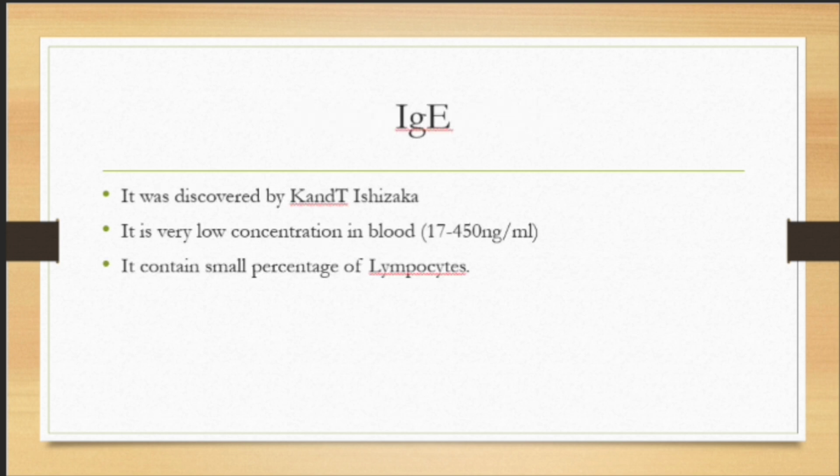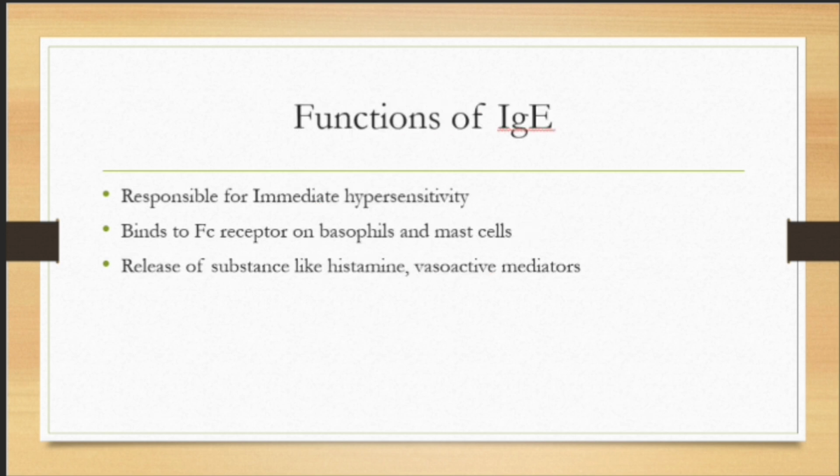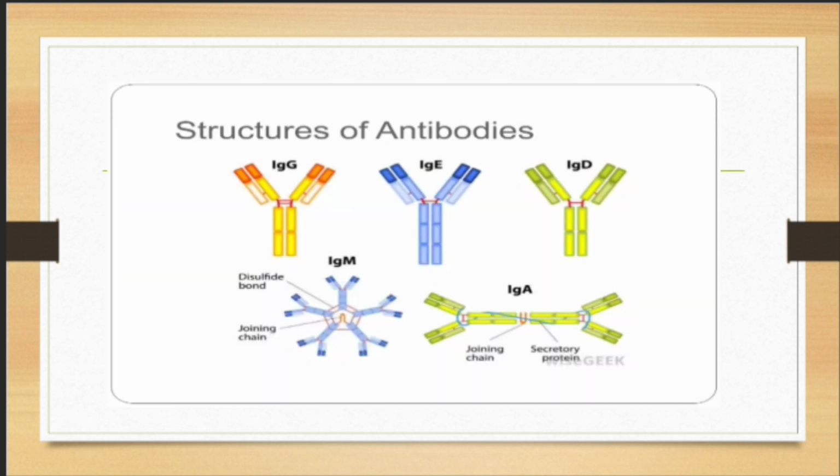Next one, immunoglobulin E. It was discovered by Kimishige Ishizaka, and it is present in very low concentration in blood. Functions of immunoglobulin E: it is responsible for immediate hypersensitivity, and it binds to the Fc receptor on basophils and mast cells, and releases substances like histamine and vasoactive mediators. And these are the structures of antibodies IgG, IgE, IgD, IgM and IgA.